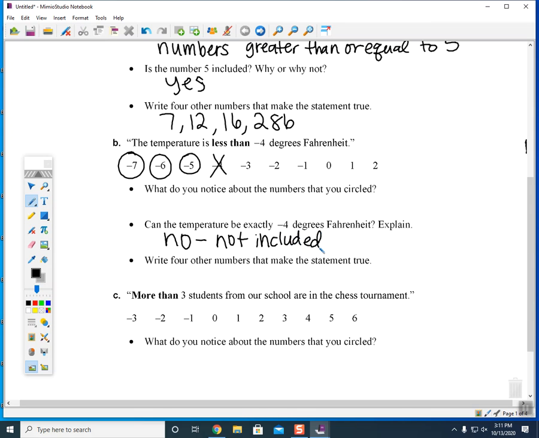So the numbers that I circled are less than -4, but not equal to -4. So some other numbers that would make this true, right? I could go -10, -15, -20, -25. That sounds miserable. I'm not looking forward to winter. But any of those numbers would make that true.